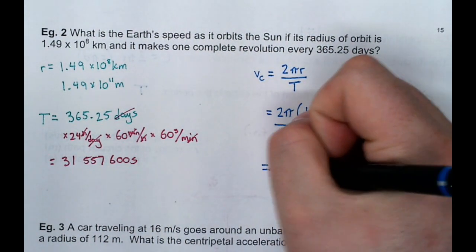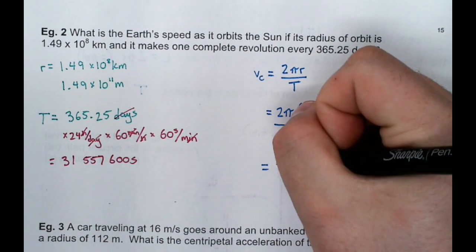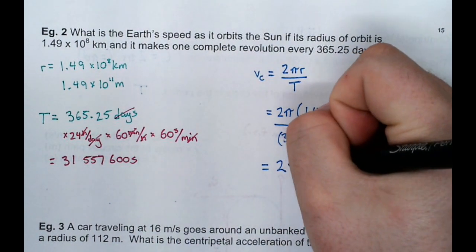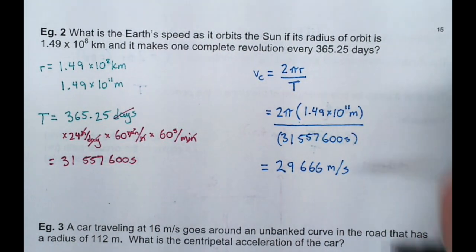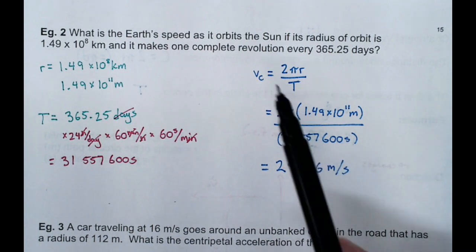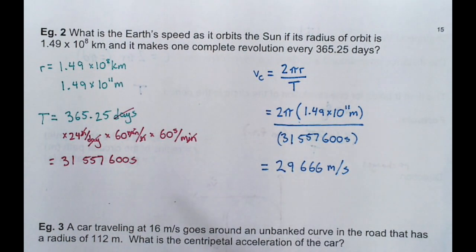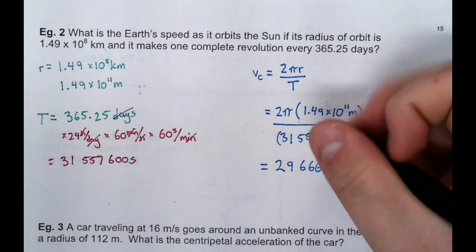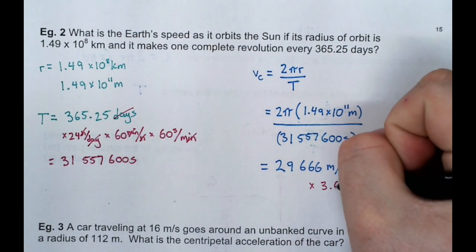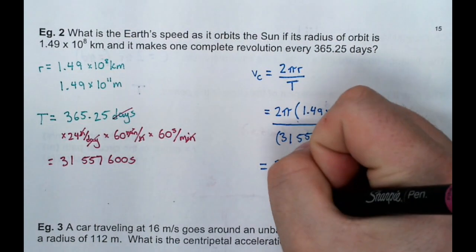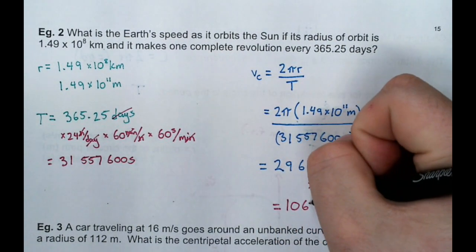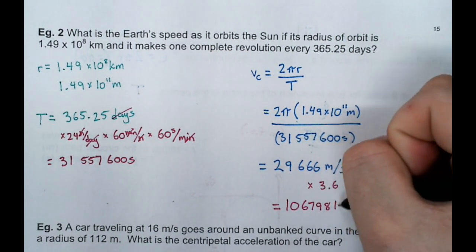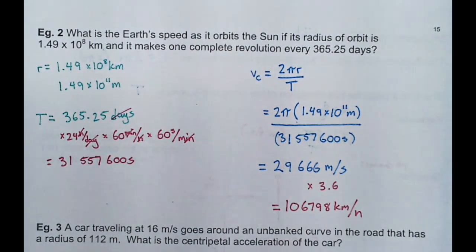When you solve this, you're going to get an answer of 29,666 meters per second. Again, if it tells you to solve in kilometers per hour, you can do that as well. To do that, all you're going to do is multiply by 3.6, and you'll get an answer of 106,798 kilometers per hour.